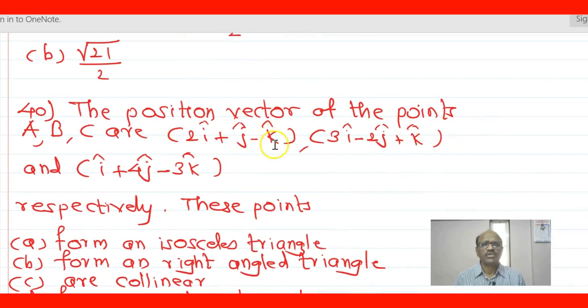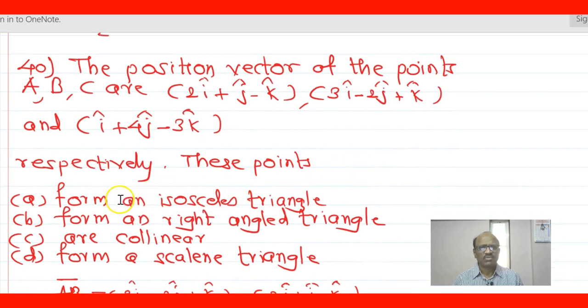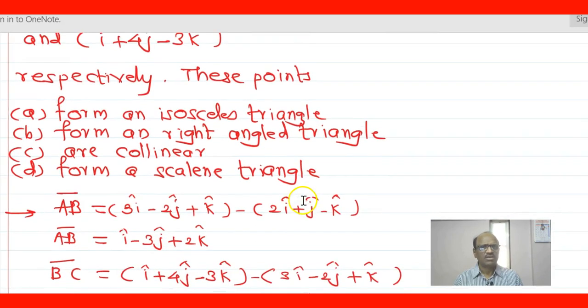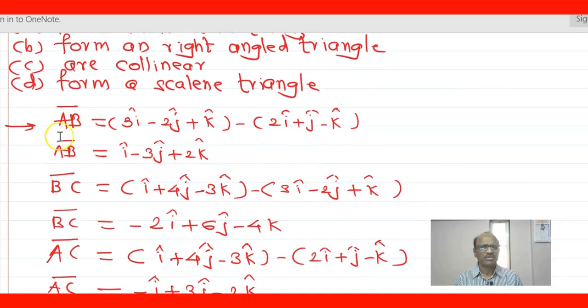The position vectors of the points A, B, C are 2i cap plus j cap minus k cap, 3i cap minus 2j cap plus k cap, and i cap plus 4j cap minus 3k cap respectively. These points form an isosceles triangle, form a right angle triangle, they are collinear, or form a scalene triangle. Now find out the value of AB. That is 3i minus 2j plus k, that is the coordinate of the point B minus A. Then you are getting AB bar is equal to i cap minus 3j cap plus 2k cap.